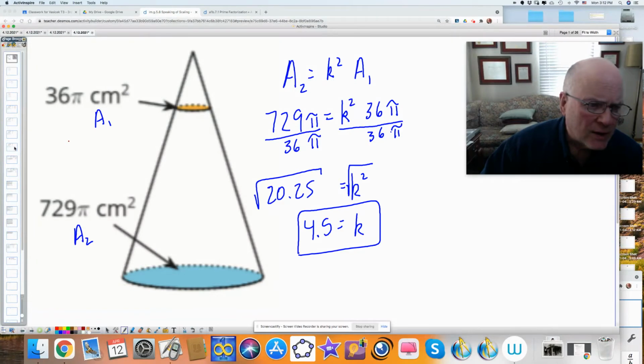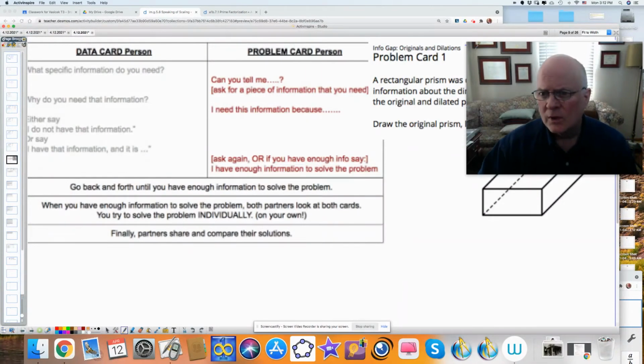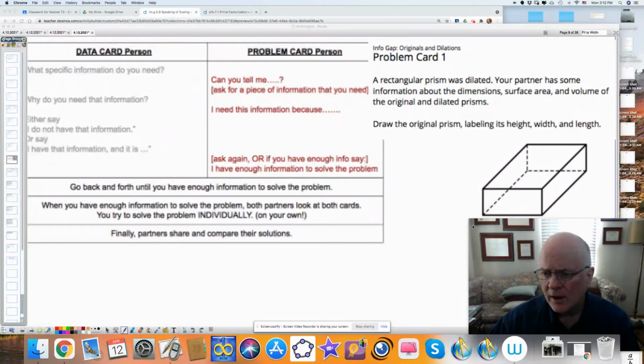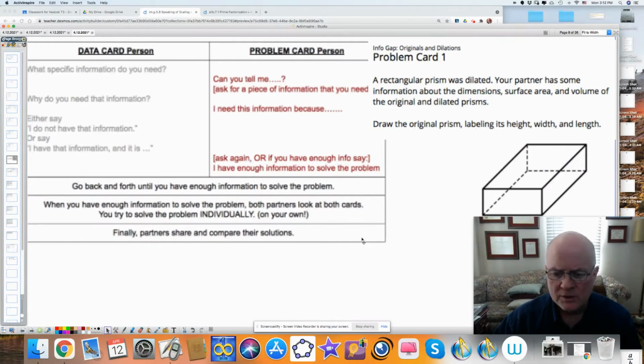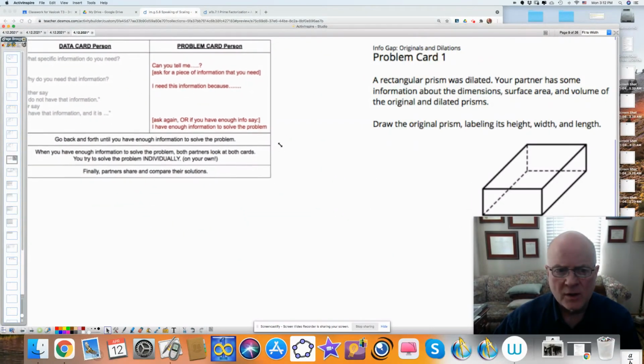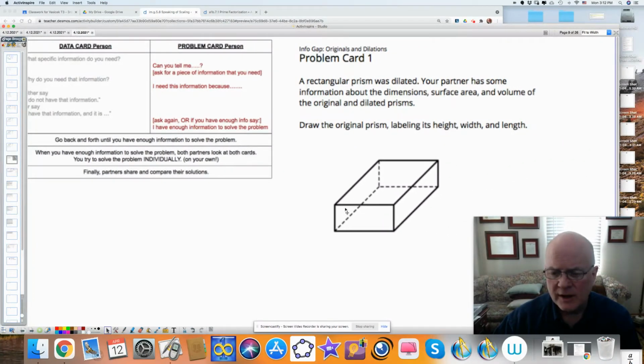Now, in our problem for today, we're doing an info gap. And it has a dialogue, and I'm going to make this dialogue smaller so that we can have more room, more real estate on the page to deal with. But you can look it over, and this is the problem. And here's the rectangle. Rectangle has length and width and height. It has a length 1, a width 1, and a height 1.